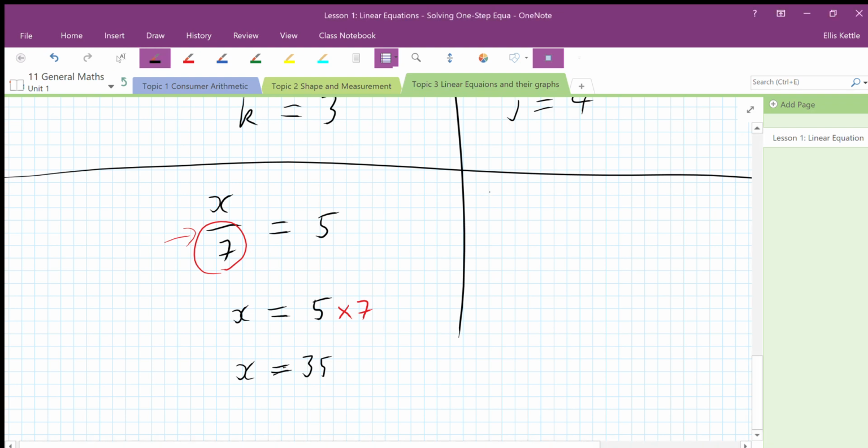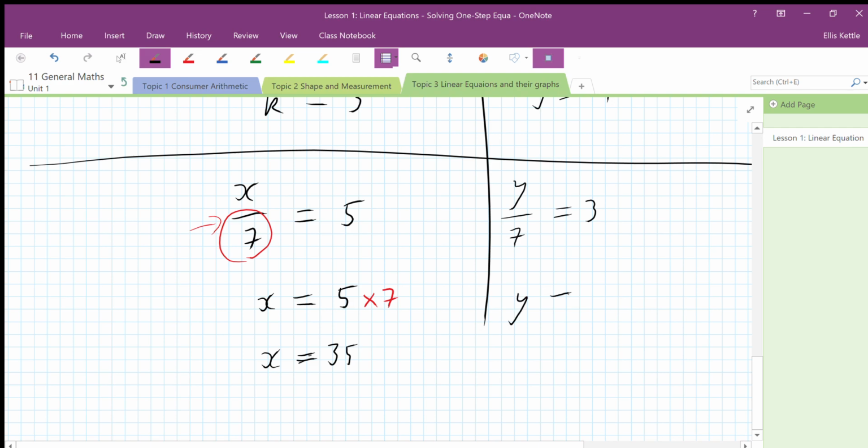Alrighty. So the one that I want you to have a go at instead is going to be y over 7 equals 3. Pause it, have a go. Alrighty, so what's the opposite of over 7? Well, it is times 7, because remember that over means divide. So when we do the opposite, it must become multiplication. And we're going to get that y is equal to 21.